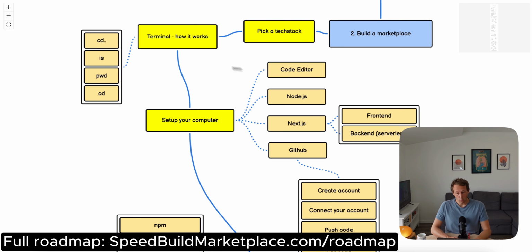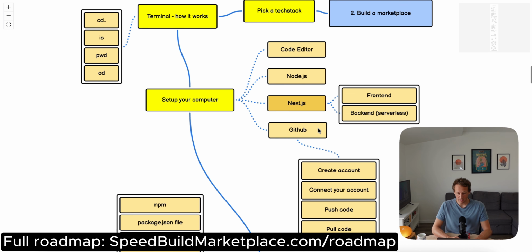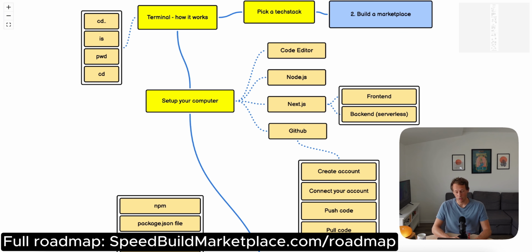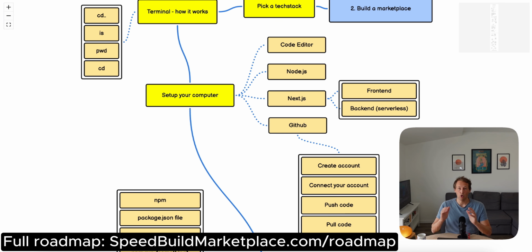And as we were saying before, it's important to know the basics of how the terminal works, and also very important to set up your computer so you're basically ready for coding, right? So you will have to install Node.js, set up Next.js, and also you will have to create an account on GitHub, which is basically a Google Drive for your code, so that you can push and pull your code to GitHub and store it there.